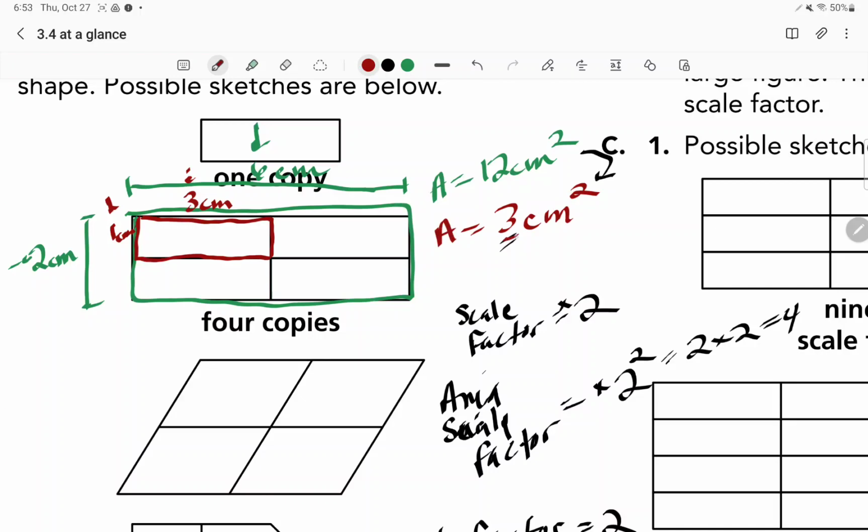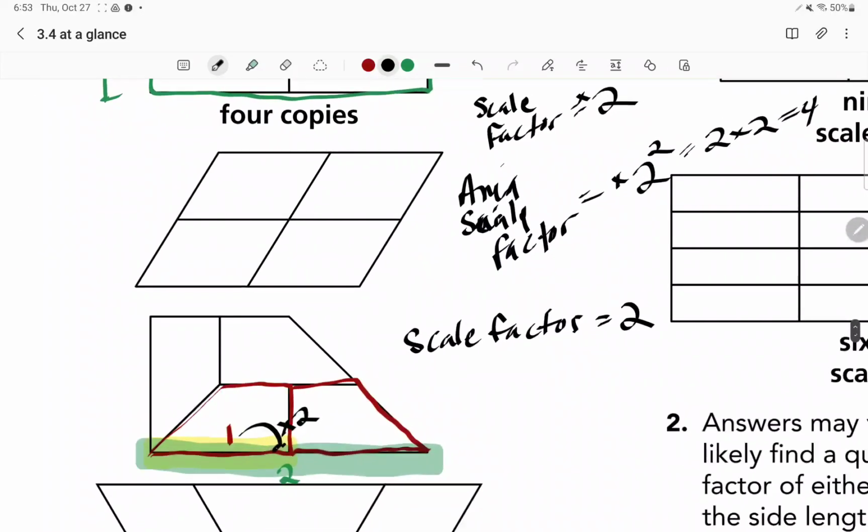So if the area of the small was 3, then we multiply that by 4 to get the area of the large. But if you're going large to small, so you're going big to small, it's times the reciprocal of 4, so that's times 1/4. Okay, so our scale factor in my examples here, this one is 1/4, and in fact all of them are going to be 1/4.